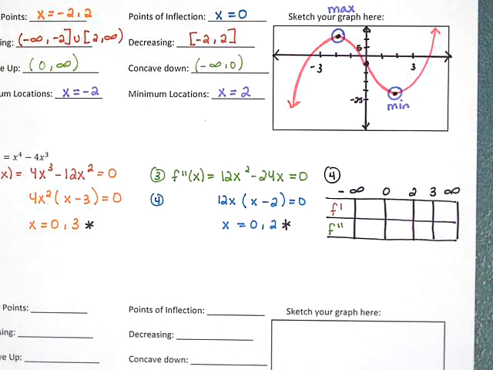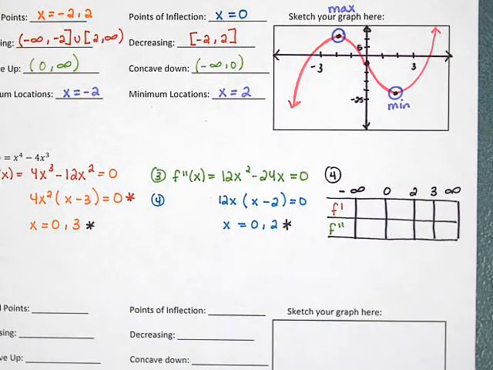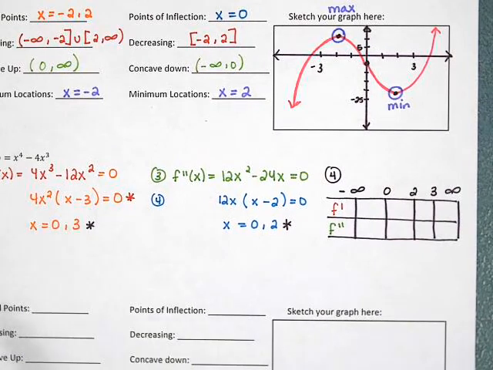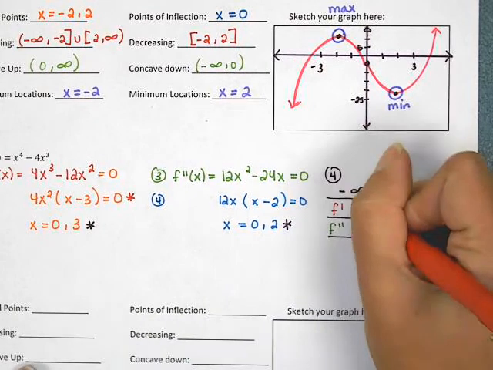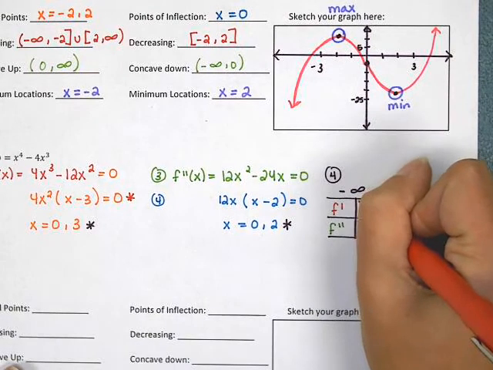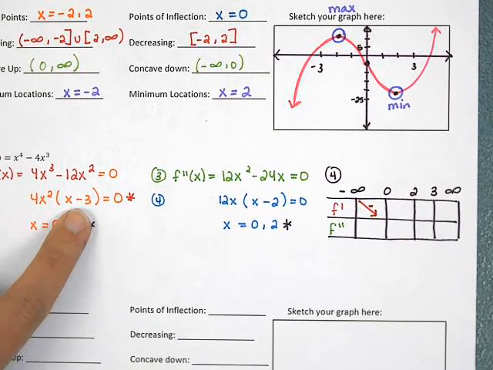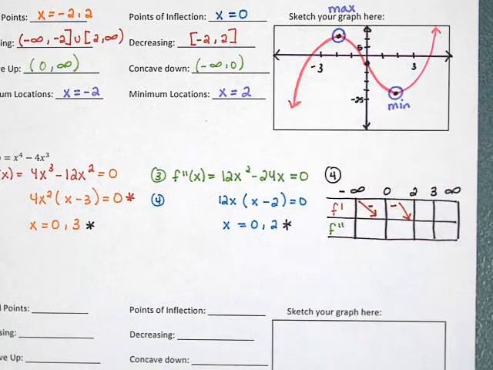All right, let's plug in some numbers. Remember, we're going to plug our numbers into our factored version of our equations. So if I plug in -1, something squared is always going to be positive, so I don't really need to worry about that ever. I'm just going to have -1 minus 3, which is negative, so my graph is going downhill. Then I plug in +1. Positive, negative, still negative. My graph is going downhill.